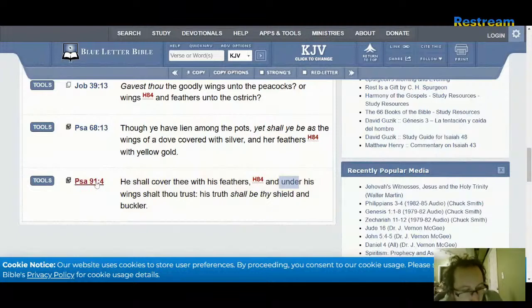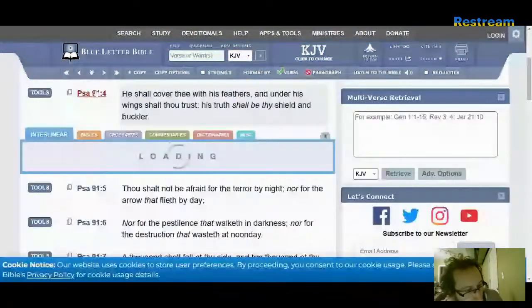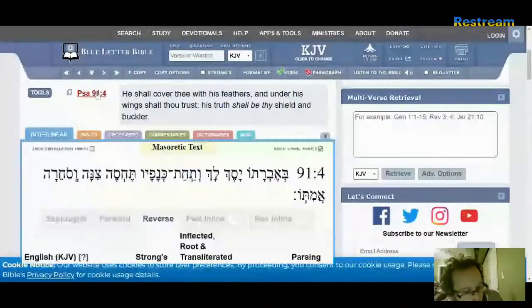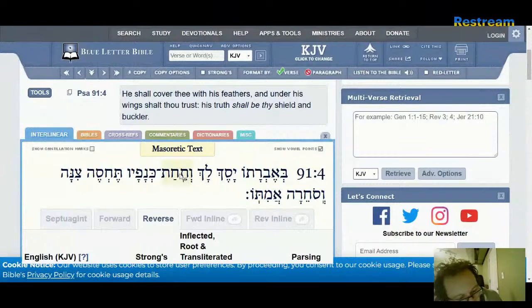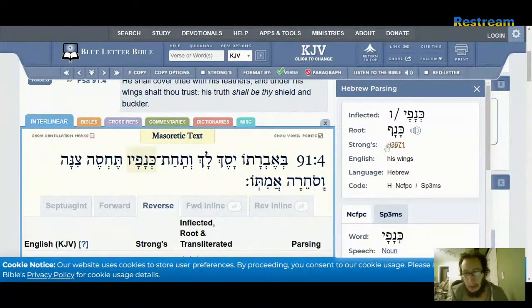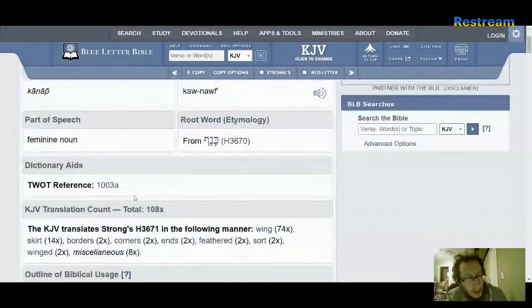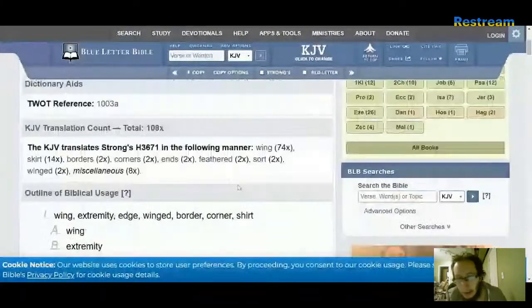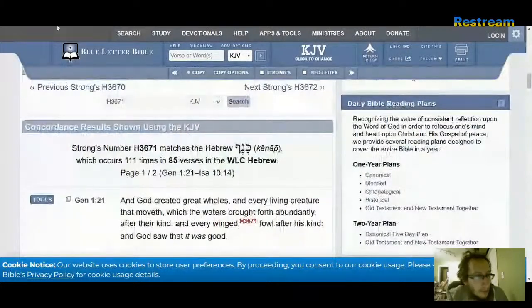Okay, so now it's using a different word for wings. So let's see what that word is. In his feathers, supposedly feathers, he shall cover you, and under kanaf, under his wings. So that word kanaf, let's take a look at that word. So this word actually might be more accurate to say the wing. So I probably would translate this primary word as wing.